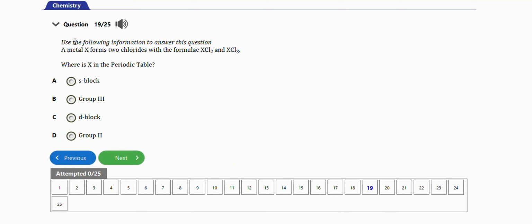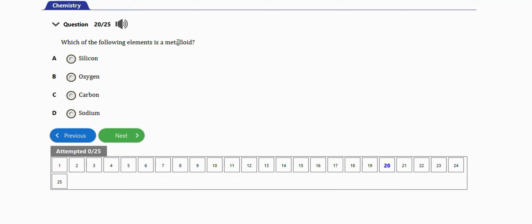It says use the following information to answer this question. A metal X forms 2 chlorides with the formula this and this. Where is X in the periodic table? So X will be in D block. Okay, so D block, a typical element in D block is iron. So iron has variable oxidation state. This can be iron 2 chloride or iron 3 chloride. So the right option is option C, D block. Next question will be this one.